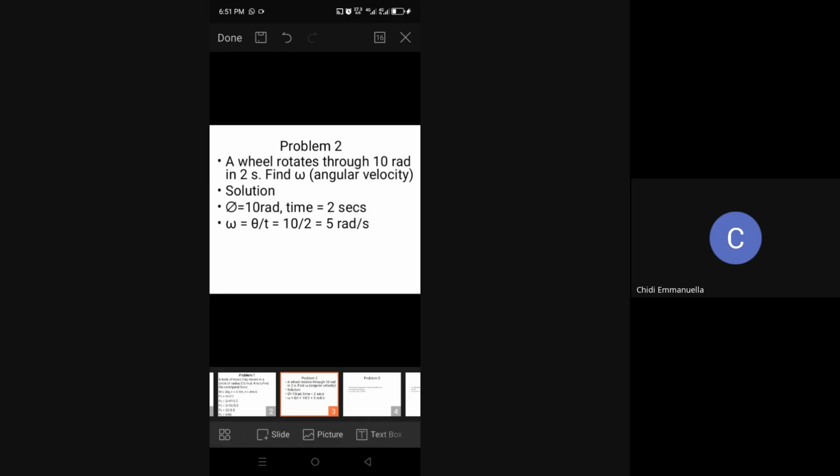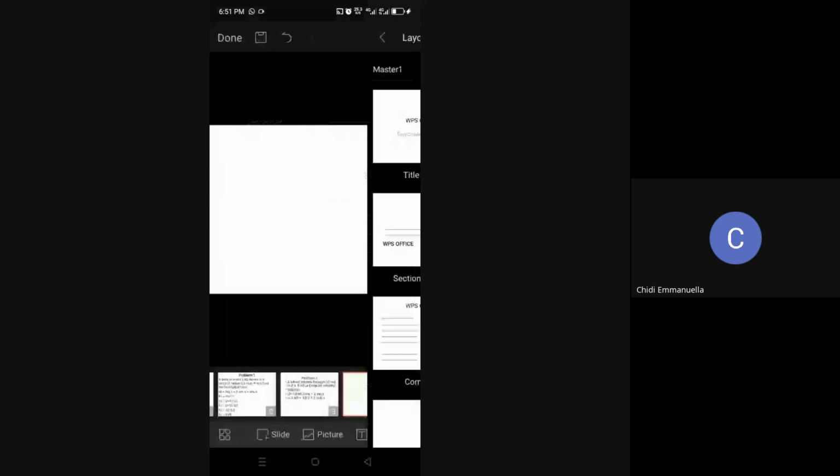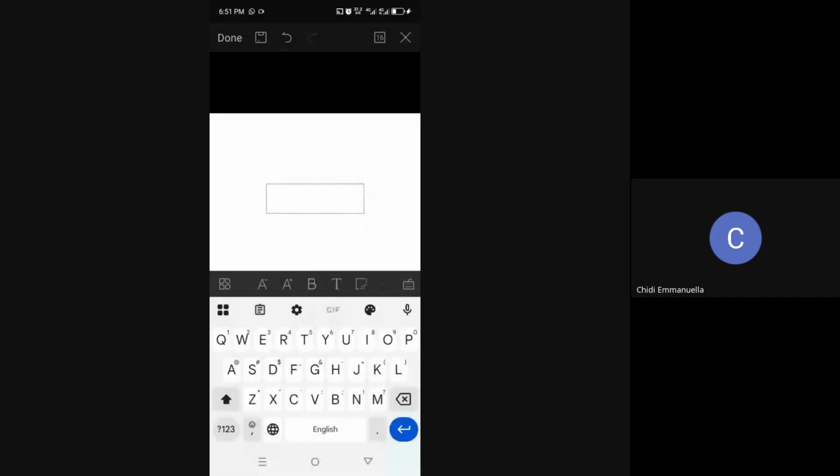A fan rotates through. Can you help us write out the question in the end? What if I choose to dictate? Yes, sir. You are welcome. Oh yeah, let me write it.